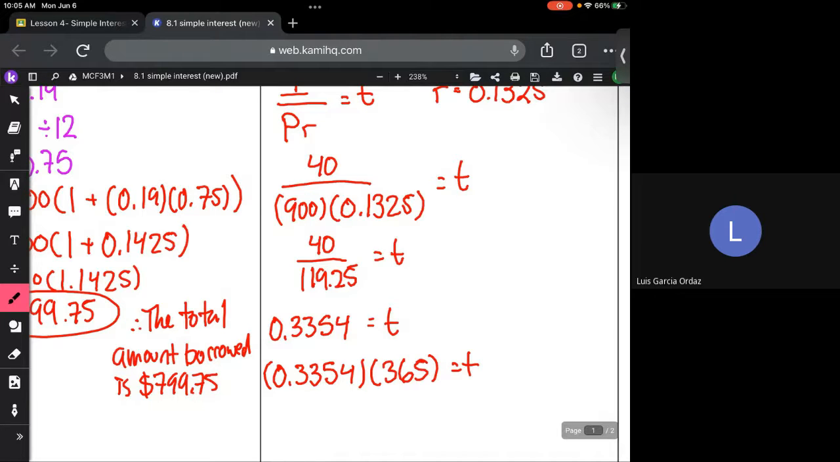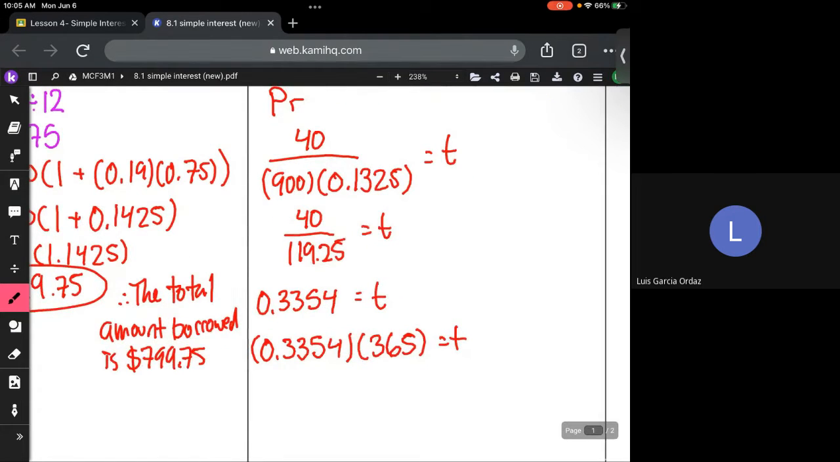Got 122. Did you divide or multiply? I did not multiply. And what'd you get? 13.775. Try again. So it was 122.4, right?